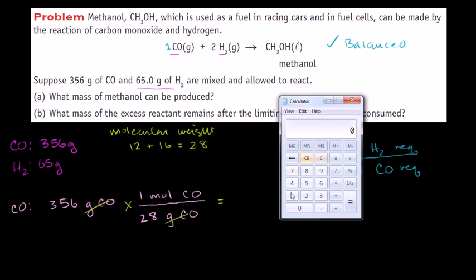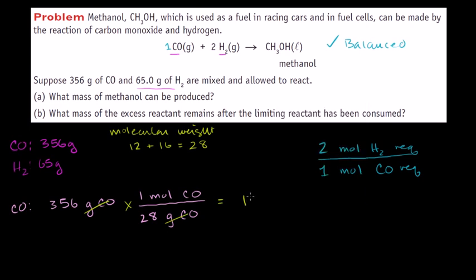So let's figure what that is. That's 356 divided by 28, right? That's essentially what we're doing. Divided by 28 is equal to 12.71. Let's just say 12.7 moles of carbon monoxide. Now let's do the same thing for the hydrogen.